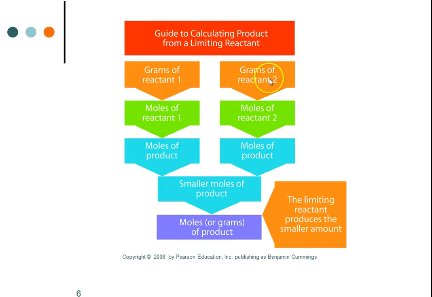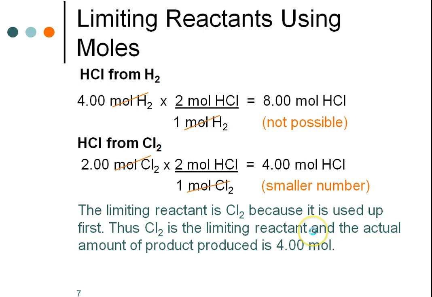Here's a nice little flowchart that illustrates all this. So you start off with your grams of each reactant, convert each one to moles, then from that do a mole ratio to convert to the moles of product. The smaller amount, or the lesser moles of product, will then be the actual amount of product that you make, and from that, if you wanted to convert it into grams or liters or particles, you can do that via roadmap calculations. And the key here is that the limiting reactant will produce that smaller amount.